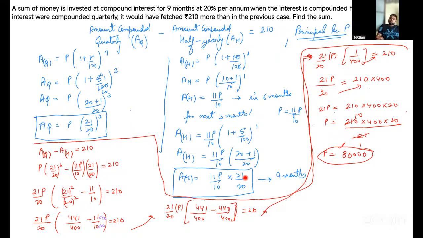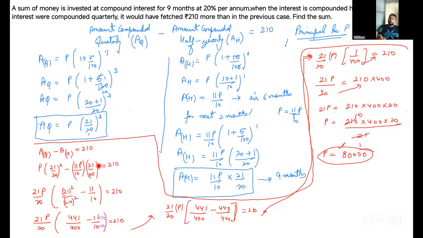Okay. Now everyone, here AQ minus AH is 210 rupees. I wrote the value of AQ as P into 21 upon 20 whole cube and AH as 11P by 10 into 21 by 20. Understood? Now I take out the common 21 upon 20 and P. Here, 21 upon 20 and 21 upon 20 are there. These are the two terms, the first term and the second term.